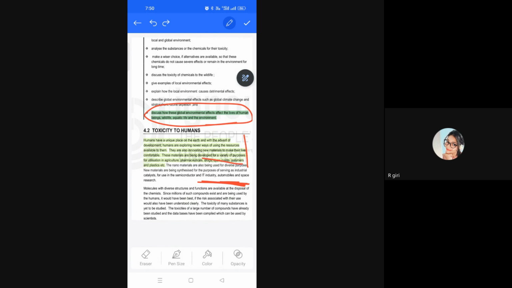These materials are being developed for a variety of purposes, for utilization in agriculture, pharmaceuticals, drugs, dyes, paints, polymers, and plastics, etc. Because after preparation of agricultural products, pharmaceuticals, drugs, dyes, paints, polymers, and plastics, they are directly used by human beings, especially man.